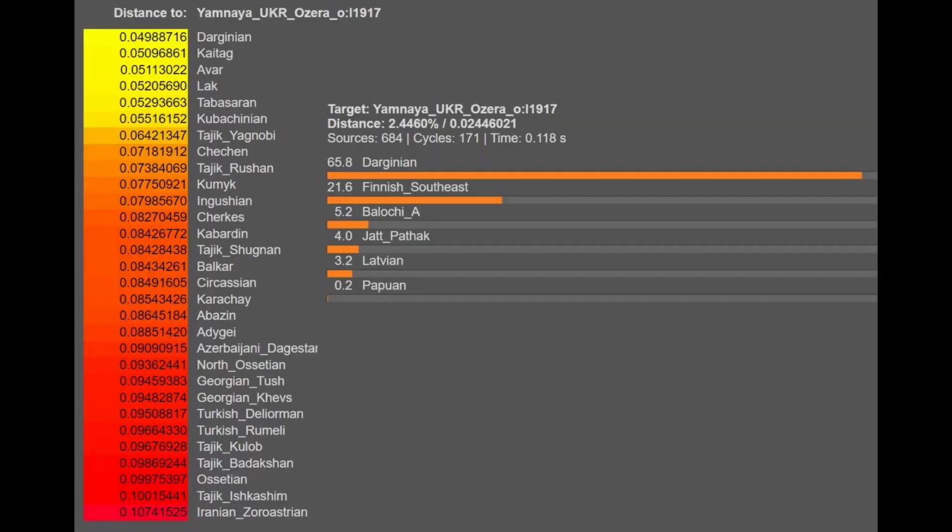And with G25, this is the official G25 for the sample that I found on Explore Your DNA. She's closest to Dargins and Kaitag, which are both people in Dagestan, and Avars and Laks are also in Dagestan, so all kinds of Dagestan people. And she's getting modeled as a mixture of Dargin plus Finnish Southeast, which is pretty much the same thing as what I've shown you previously with some of the other calculators in this video.